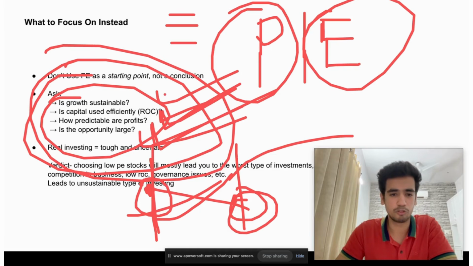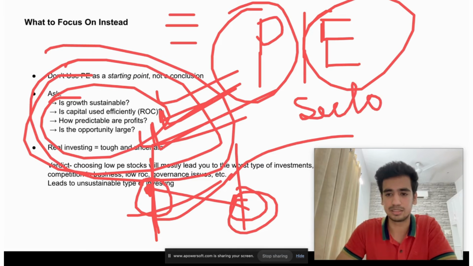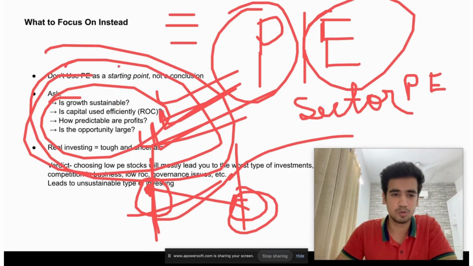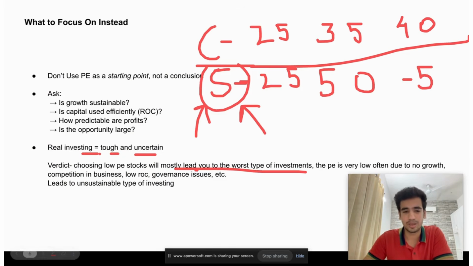Before I conclude, a lot of you might be thinking that people also look at sector PE and then say that, oh, is this PE of this company high or low in relation to its sector, its peers. But a sector PE is also ultimately coming down to all these factors. And investing is very tough and uncertain. So you should not think that you have an objective metric that you can just follow. Low PE means okay, you should invest, and high PE means the company is overvalued.